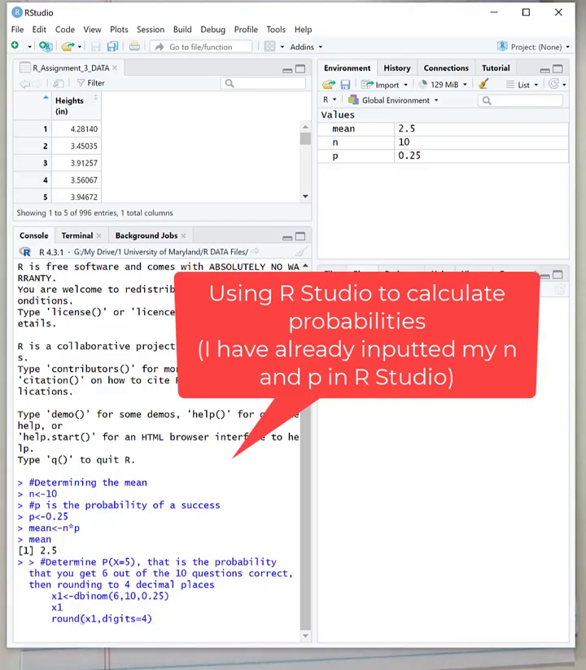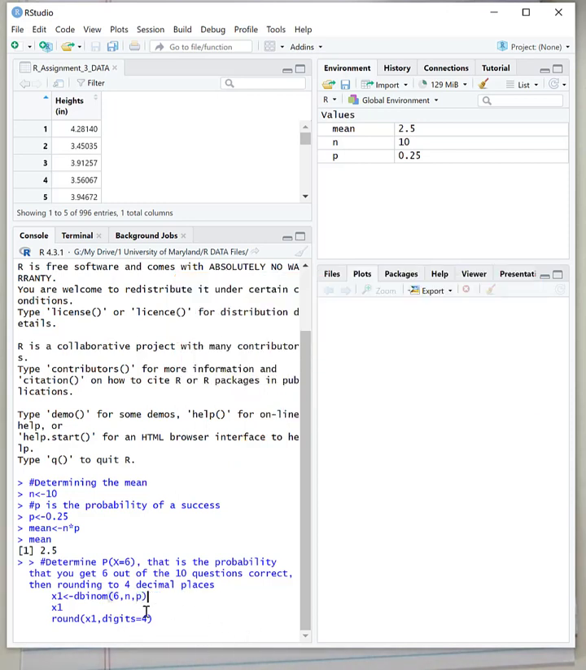So if we wanted to determine the probability of getting exactly 6 out of the 10 questions correct, the probability x equals 6, and then round to 4 decimal places, I would call my variable x1 because it's the first question that I'm asking. And I'd use the dbinom, where my x value is 6. I have 10. I could put 10 in there, or since I'm doing all of these the same, I could put N, since N equals 10, and my P, which is 0.25. You could keep putting the numbers in each time, whatever you'd want to do.